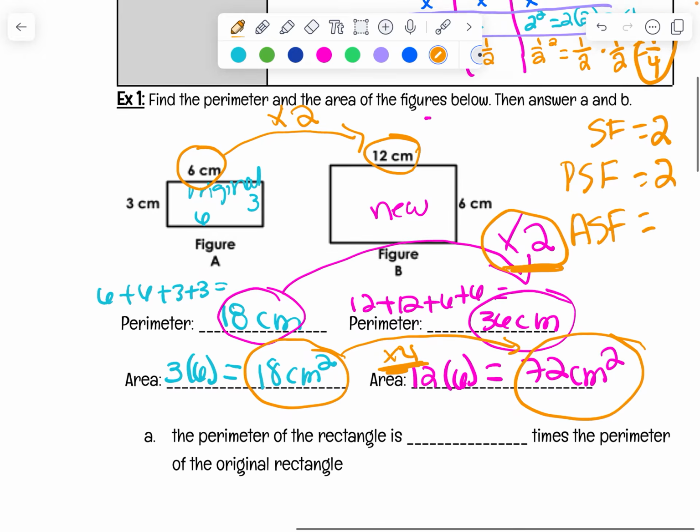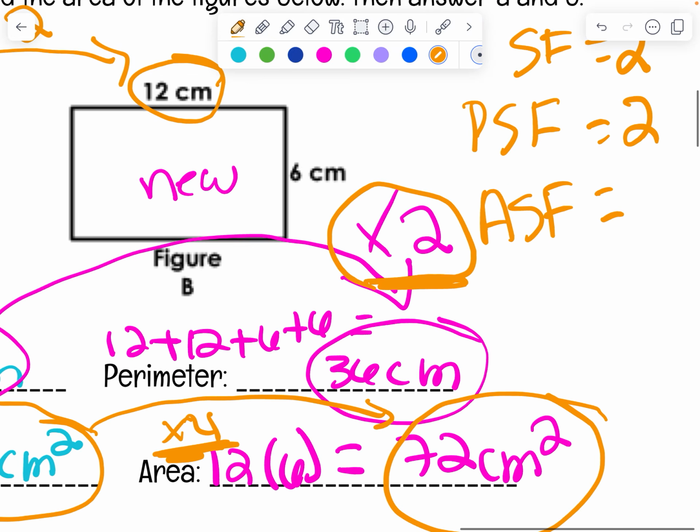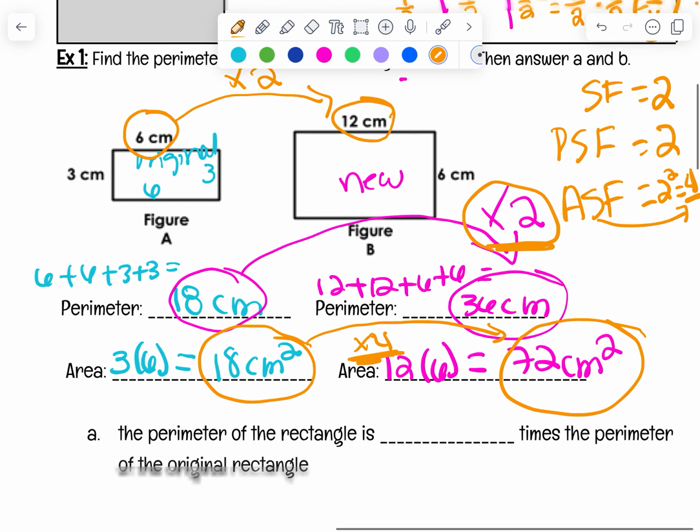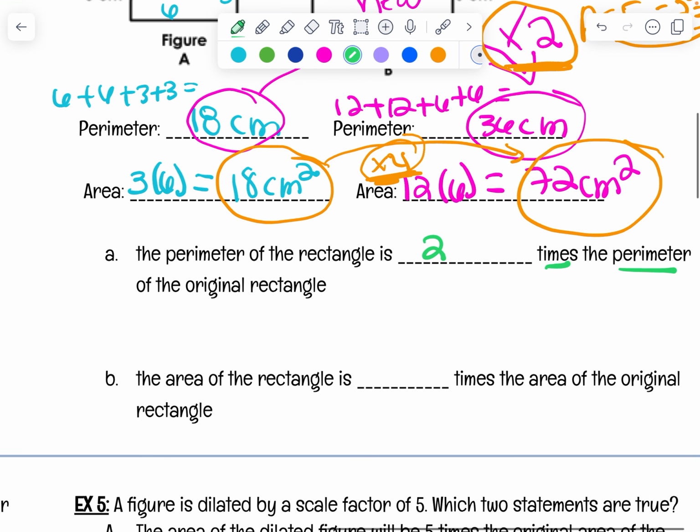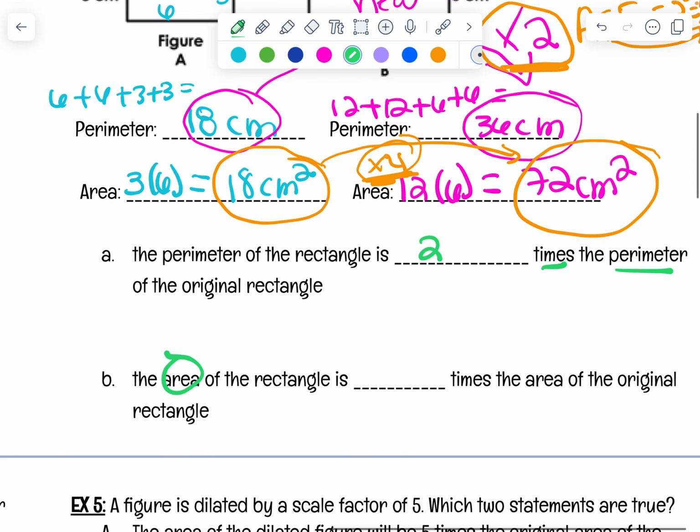Now I'm going to go over the little chart again that we just talked about. That's because it is 2 squared. 2 times 2 is 4, and so my area grew 4 times the original, which is what we just talked about. So to fill in the blanks, I'm going to write the perimeter of the rectangle is 2 times the perimeter of the original one, but the area changed 4 times the original one.